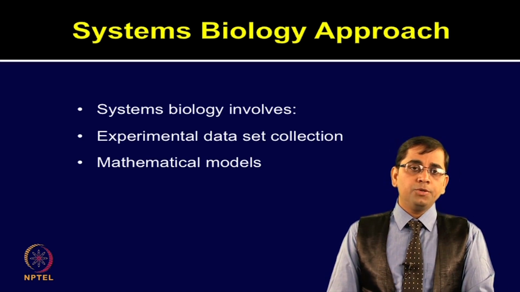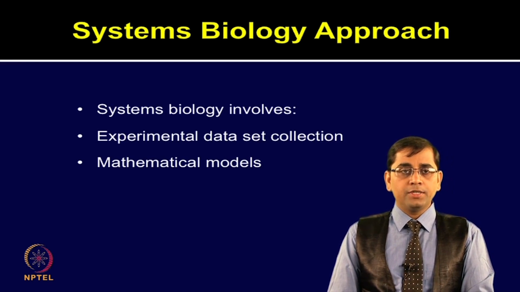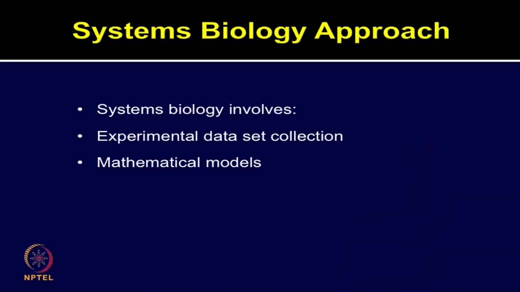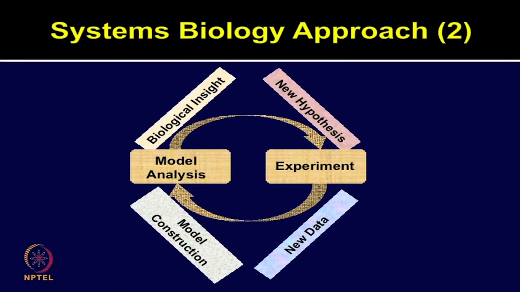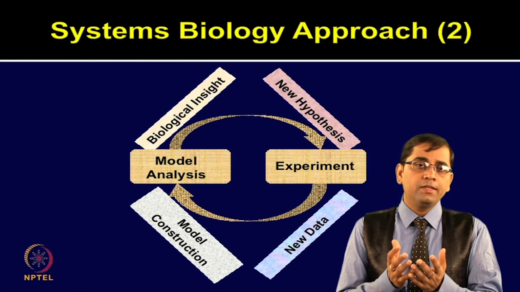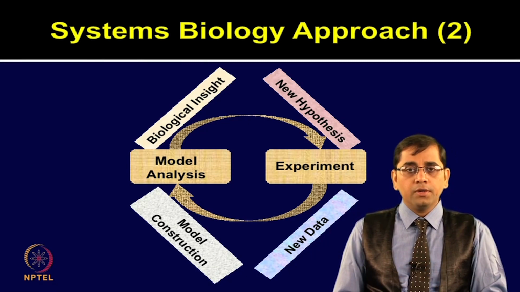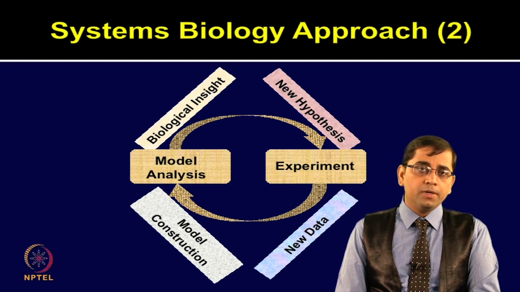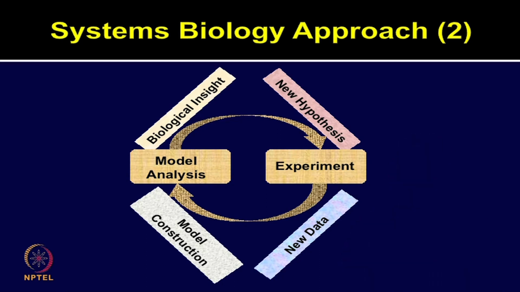The simple systems biology approach would involve experiments by adding new data sets which will be used for model construction and model analysis, and the biological insight derived from these models could be used to propose new hypotheses. The properties of systems are probably more than just the sum of all of its individual components. Therefore, it is possible that a system may have its own property by applying all the components.